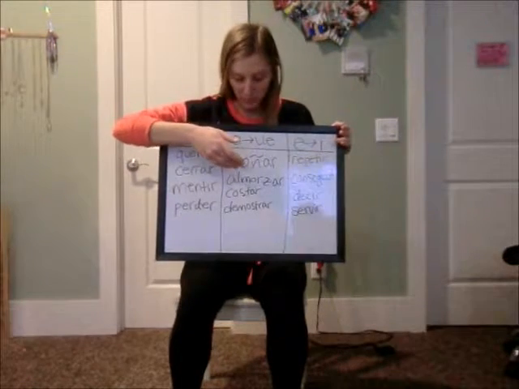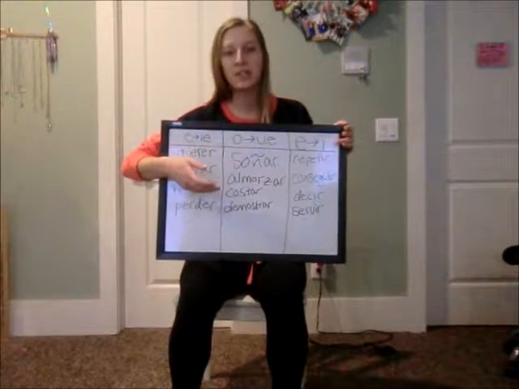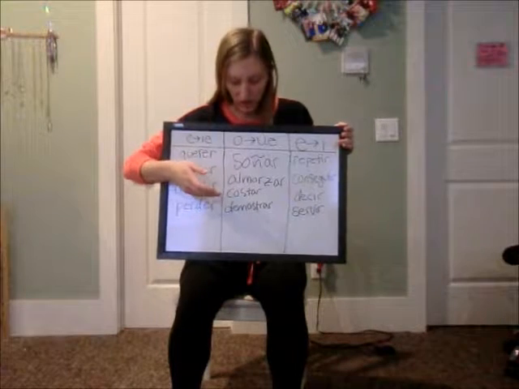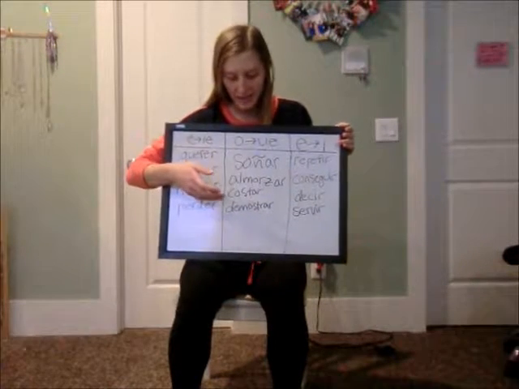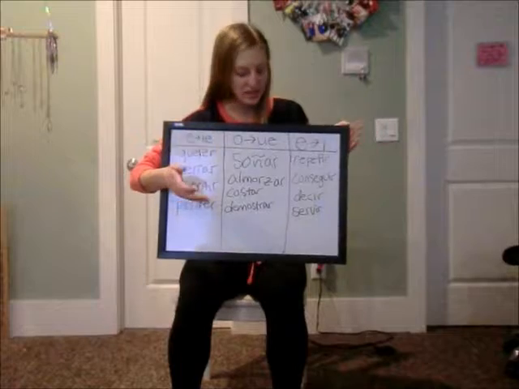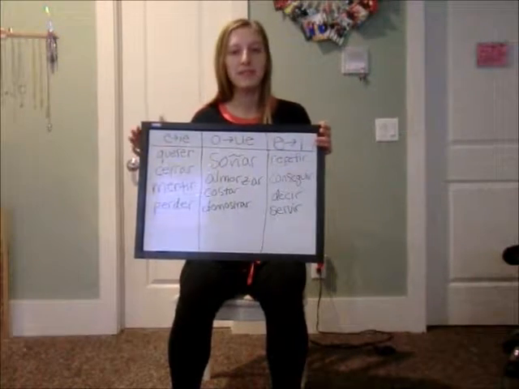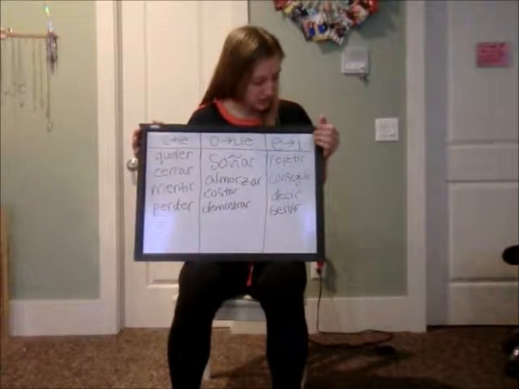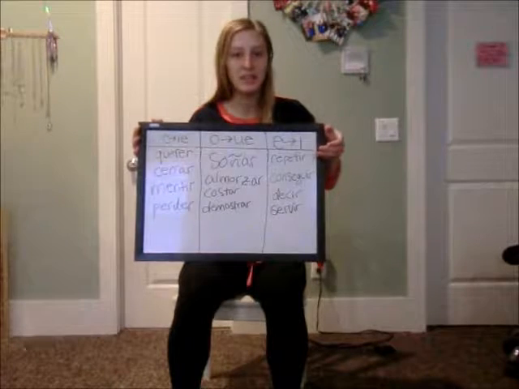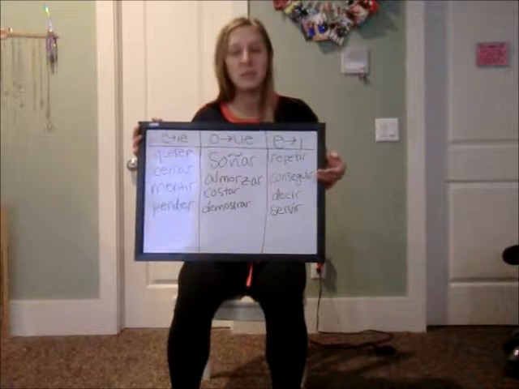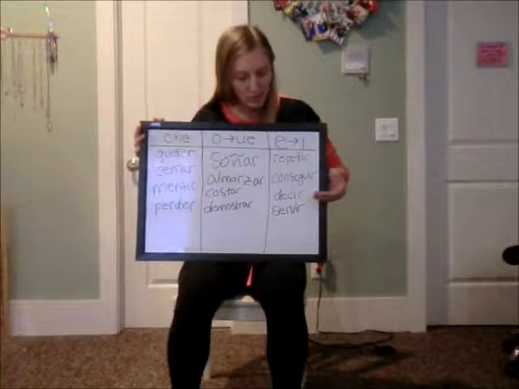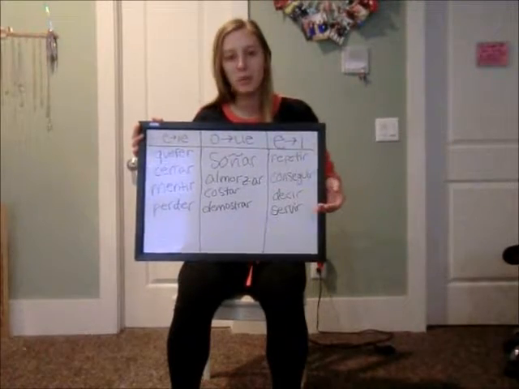Next we have the O to UE category of stem changes. You have soñar, which means to dream, almorzar, which means to eat lunch, costar, which means to cost, and demostrar, which means to demonstrate. And finally, we have some E to I stem change verbs, which include repetir, which means to repeat, conseguir, which means to get, decir, which means to say, and servir, which means to serve, like at a restaurant. Now that you know some examples of stem change verbs and what they are, let's get into how to actually conjugate them using the stem change rules.